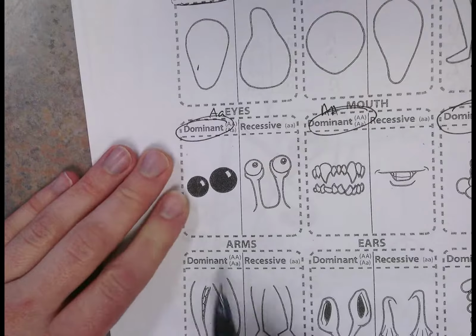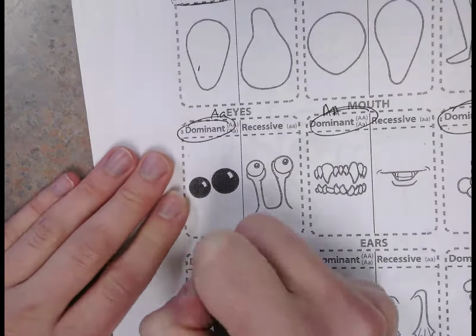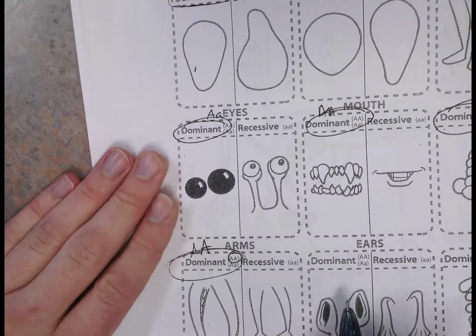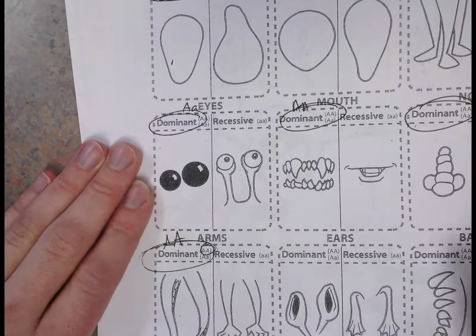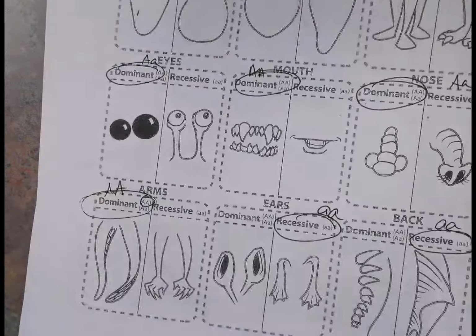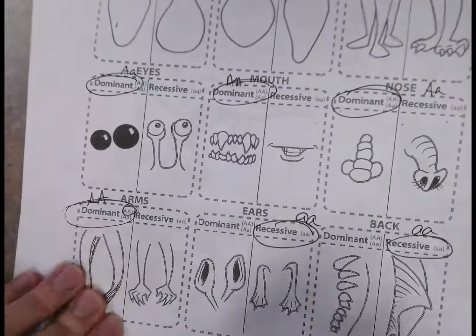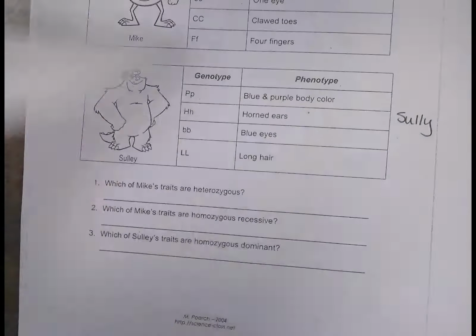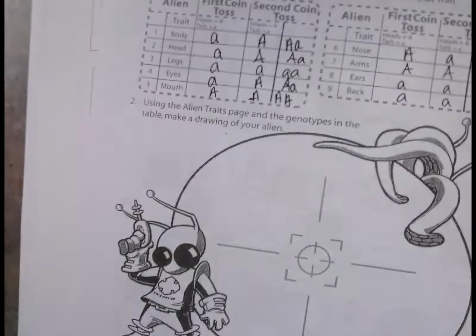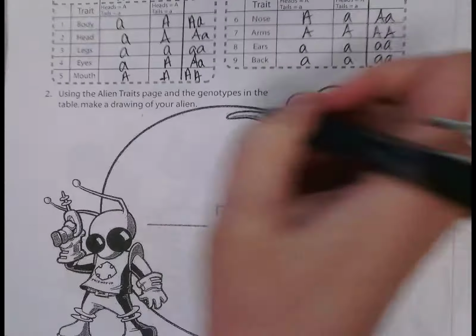Arms, what are we looking at? Arms was two big A's. If it's just easier to circle it, that's fine. Ears, so my ears and my back were both the recessive. They were both little a's. Okay, so these are the traits of my alien that I'm going to draw here. So on the front page, the data collected from this side is going to go here in this picture.